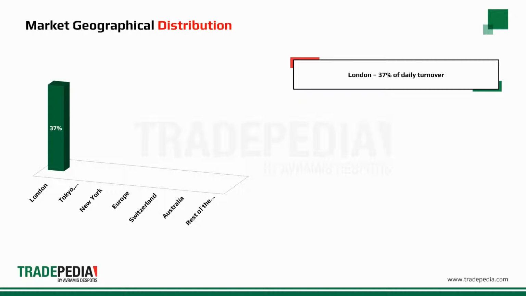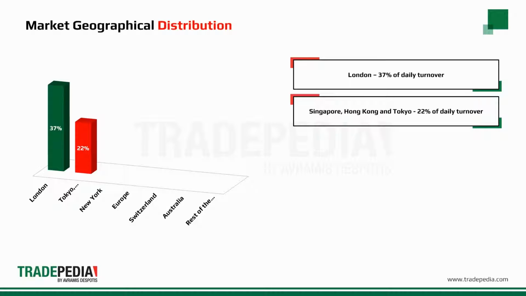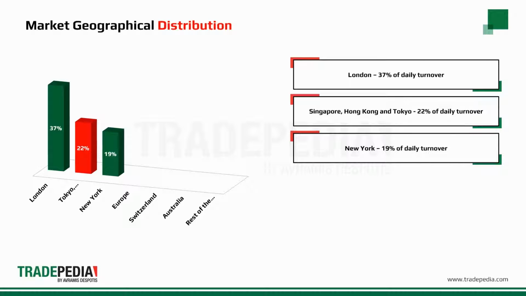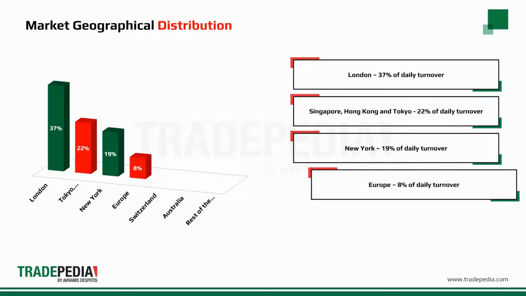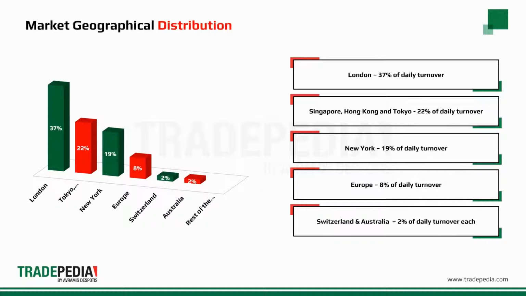Trading in London accounts for 37% of the total daily turnover, making it by far the most important global centre for foreign exchange trading. Singapore, Hong Kong, and Tokyo have 22% of daily turnover. New York has 19% of daily turnover, and Europe has 8% of daily turnover. Switzerland and Australia have 2% of daily turnover each, leaving 10% to the rest of the world.